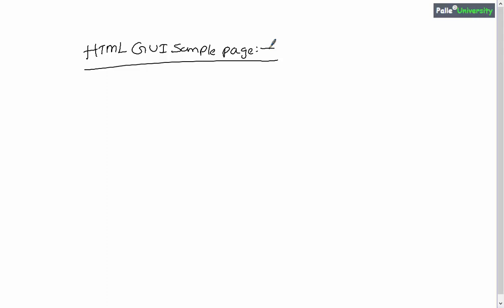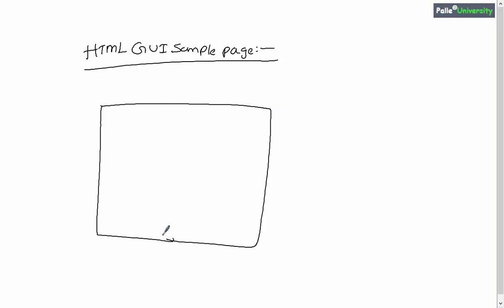In this session, we will try to create one sample using GUI controls or GUI HTML controls. By using GUI HTML controls, we will be creating one sample page. So finally, after creating the sample page, it should look something like this.